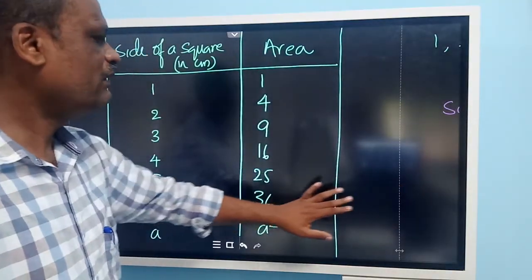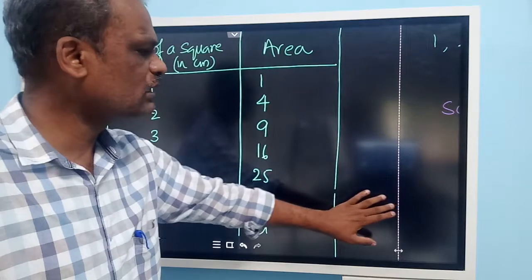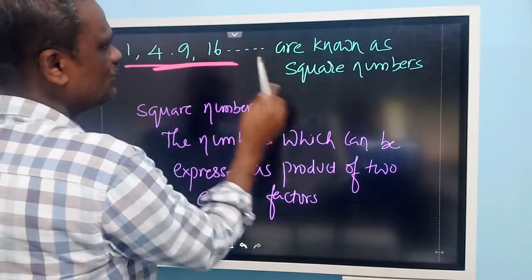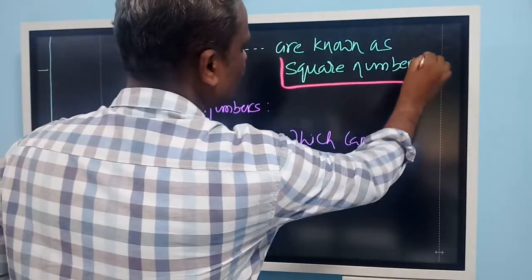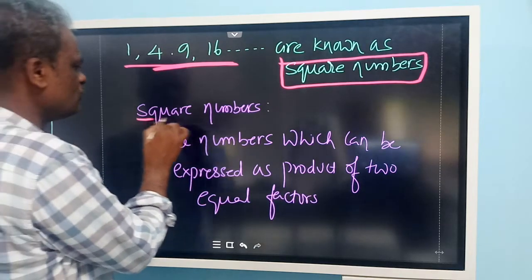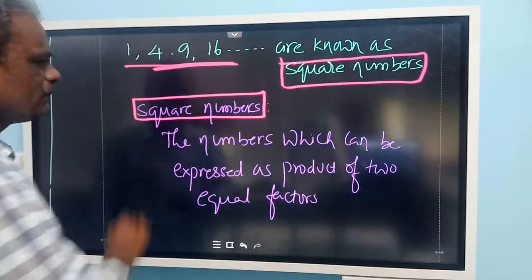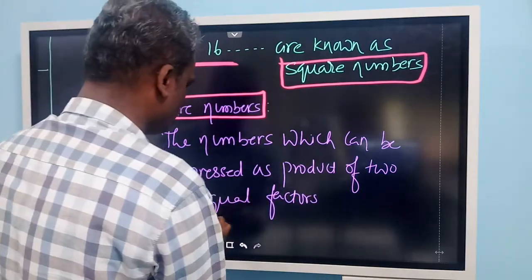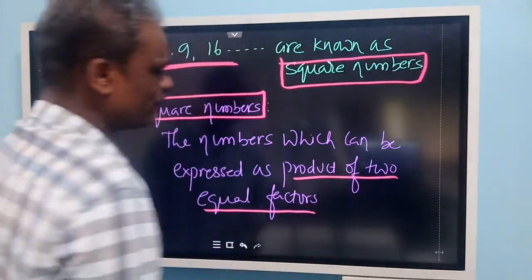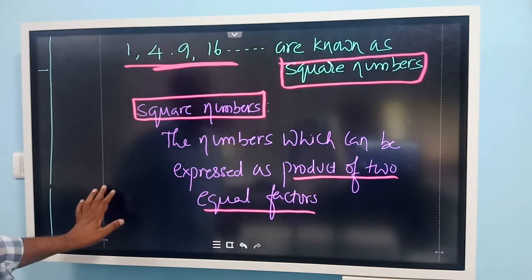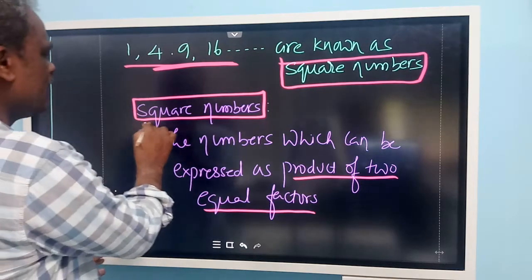So here I got the numbers 1, 4, 9, 16. These types of numbers are all known as square numbers. What do we call them? Square numbers. So how can you define a square number? A square number can be defined like this: the numbers which can be expressed as the product of two equal factors. So you remember this. Numbers which can be expressed as the product of two equal factors are called square numbers.